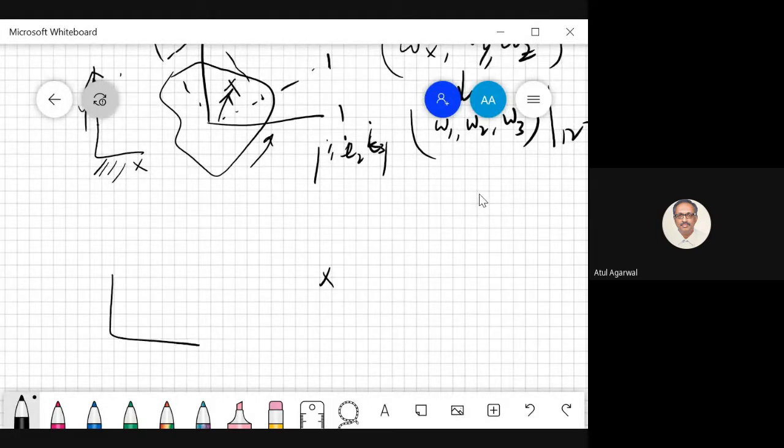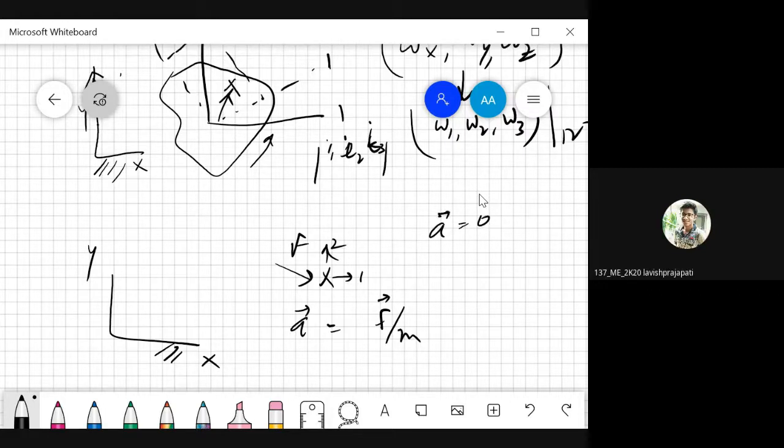This particle has some force F. What is the acceleration of the particle? F by m. So this is with respect to this fixed frame. Now I put a coordinate system on the particle itself. Now what is the acceleration of the particle? Zero. Now if I apply Newton's second law, external force is equal to mass into acceleration with respect to that 1, 2, 3. This is 0. So now something is wrong.